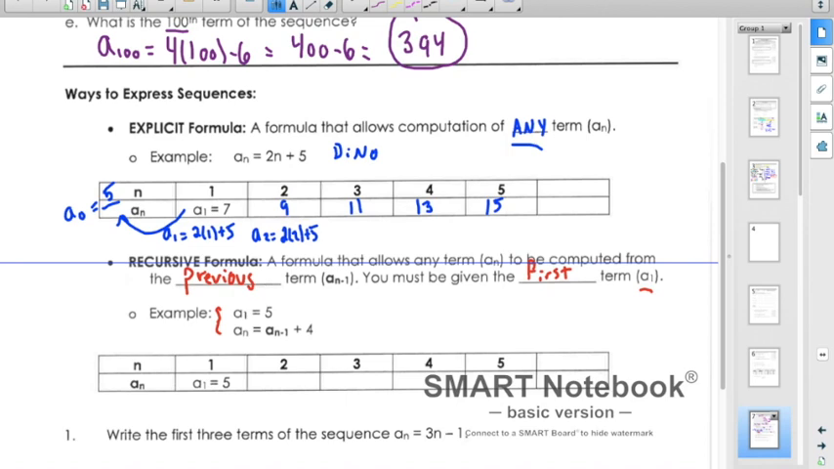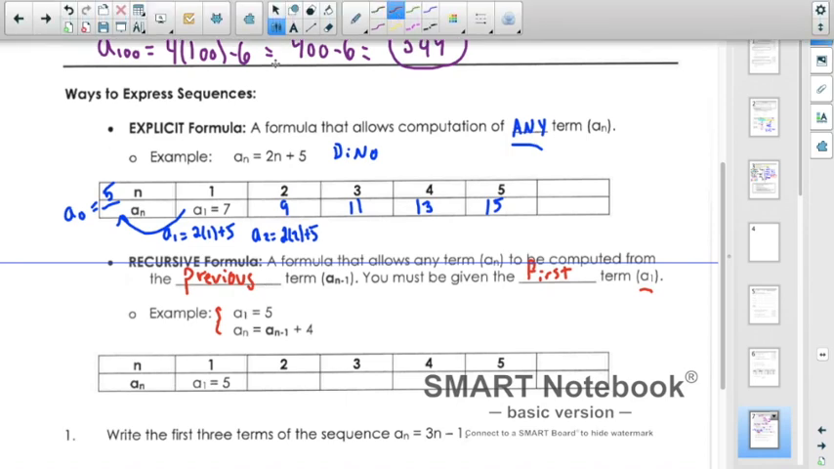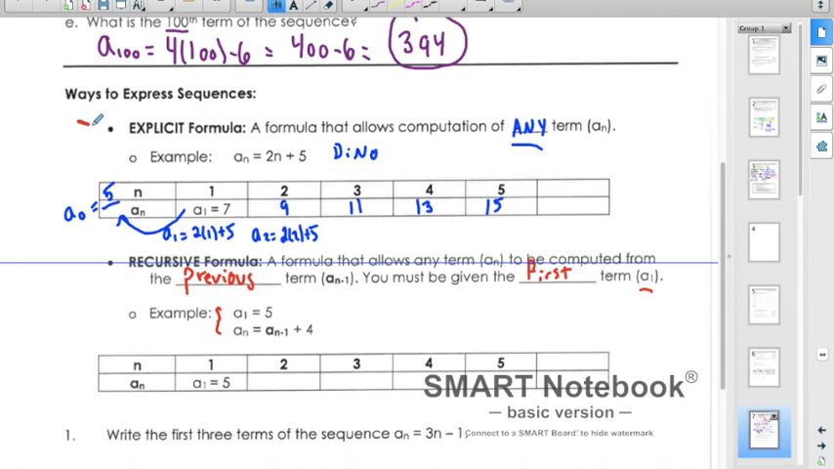Actually, let's write this down. This is key. Make sure you write this down. For an explicit formula, you're only given one equation, and that's A sub n equals 2n plus 5.